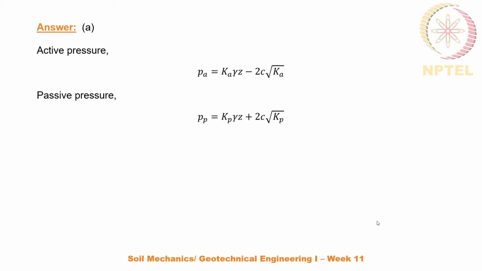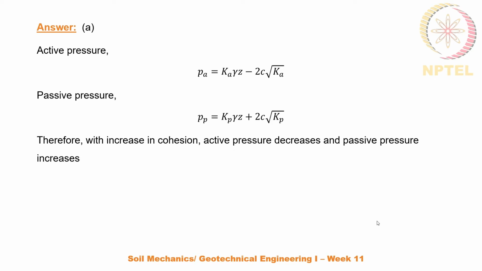Whereas in the case of passive pressure, when the value of C increases, the value of passive pressure also increases. So, with increase in cohesion, active pressure decreases and passive pressure increases. That is option A. So, moving on to the next question.